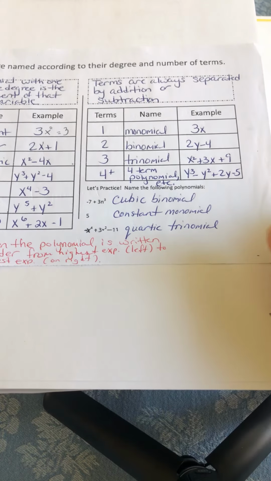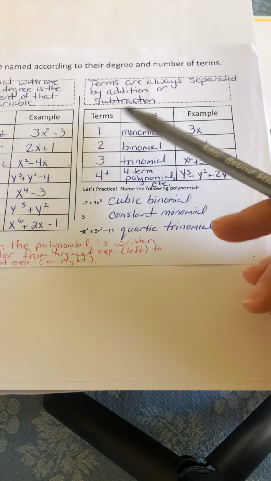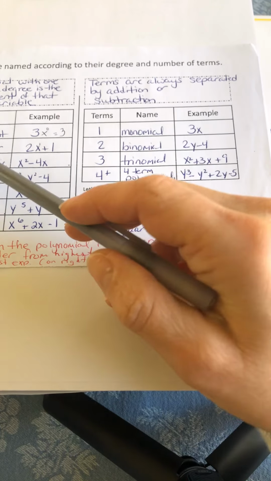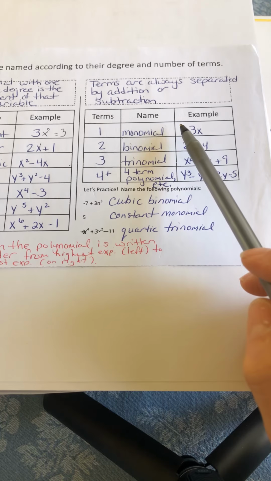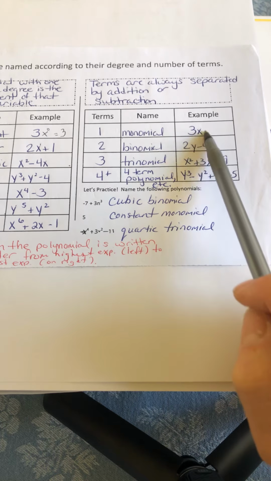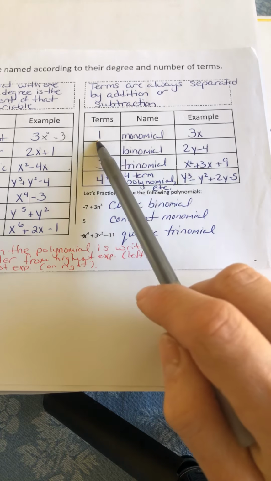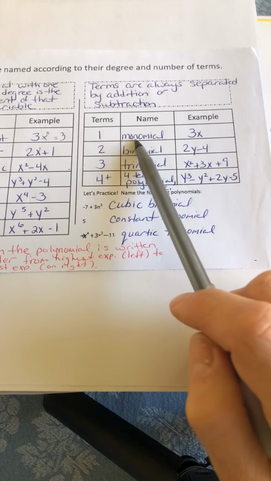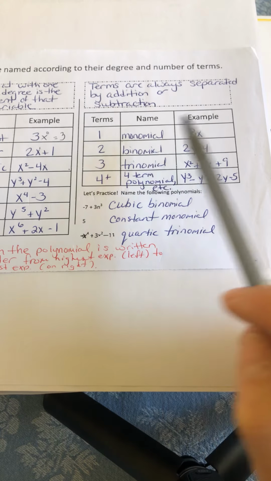If we take a look at the ones on the right over here, I'm naming these by the number of terms. So the ones on the left were named by the degree. These examples on the right are named by the number of terms. So if we look, we have one term here. I have a product of 3 times x. That's one term. I call that a monomial. Think about mono, like a monologue. One person says a monologue.